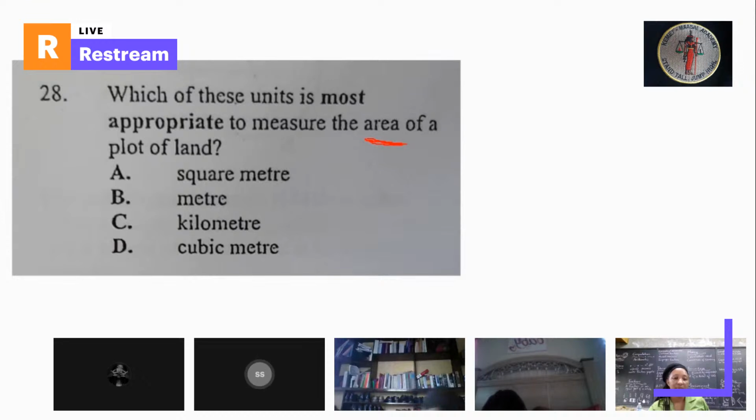Square meter, miss. Yeah, square meter, but area is in square units. Cubic units would be volume, right? And the meter and the kilometer is just distance or length.